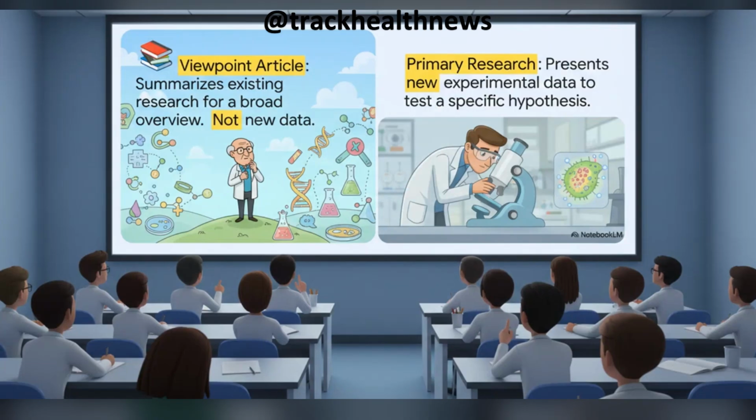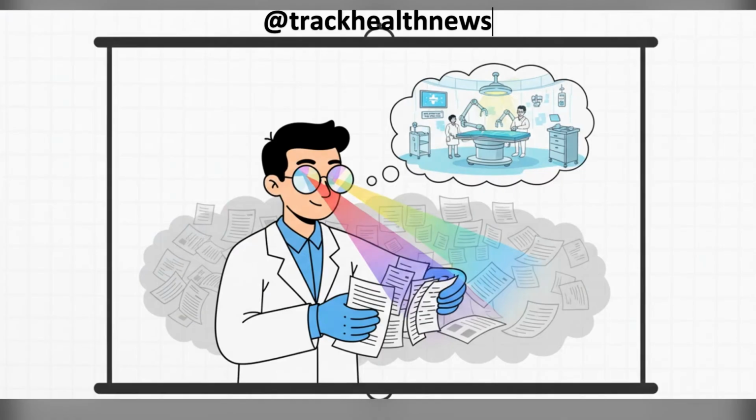So the Zhang paper is what's called a viewpoint, or a review article. Its job is to survey the landscape, to summarize what other people have already researched, and to offer an expert opinion on where things are headed. This is great for getting a big picture overview, but, and this is a huge but, it is not presenting new experimental data. This is not a clinical trial. And that means we have to immediately recognize its built-in limitations.